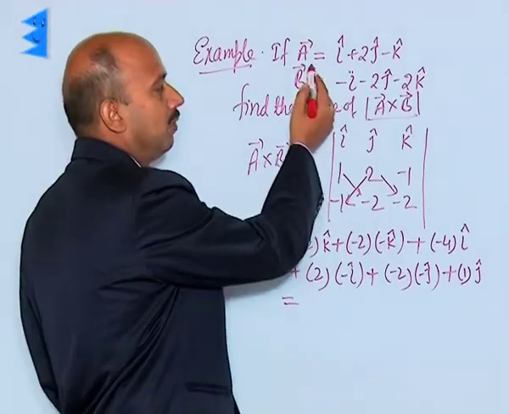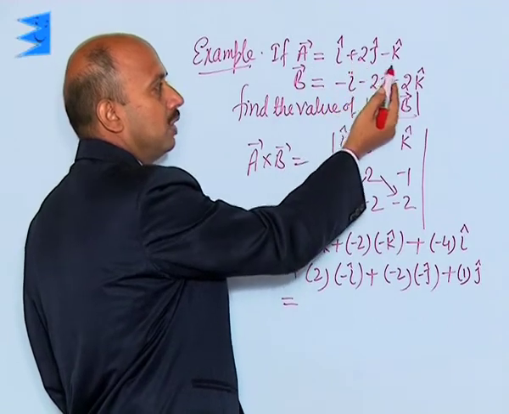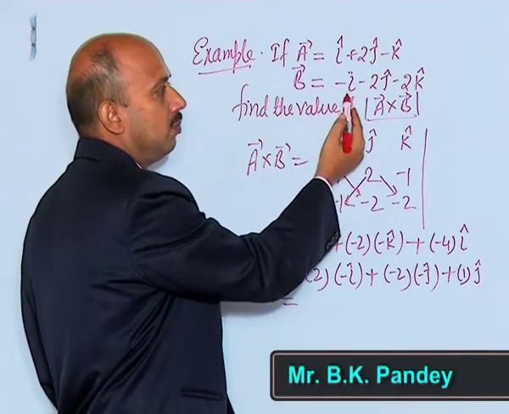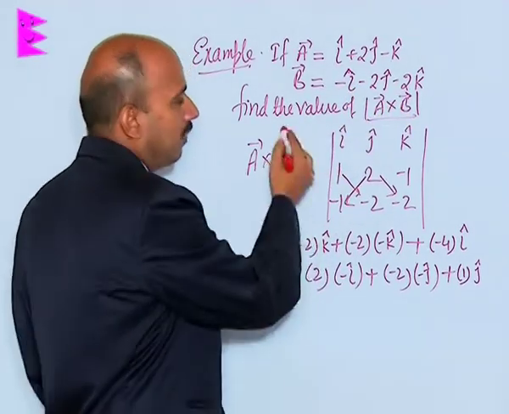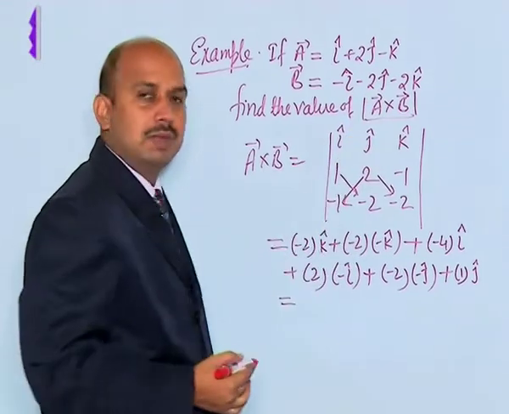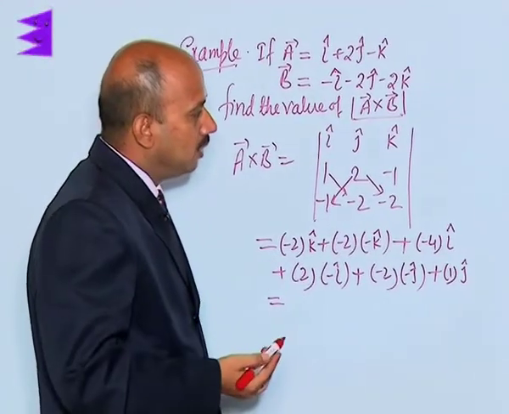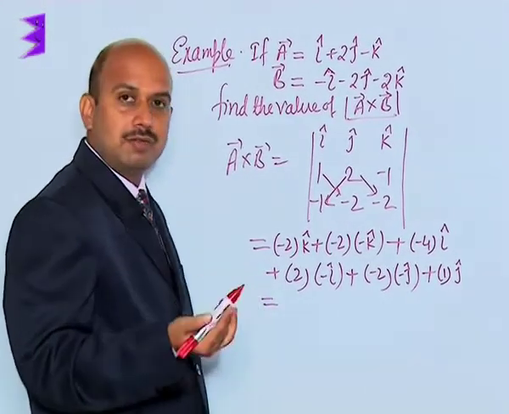Now see here, if you have vector A equal to i cap plus 2j cap minus k cap, and vector B equal to minus i cap minus 2j cap minus 2k cap, you have to find the value of the magnitude of A cross B. So we have used the formula here, that is the determinant form.